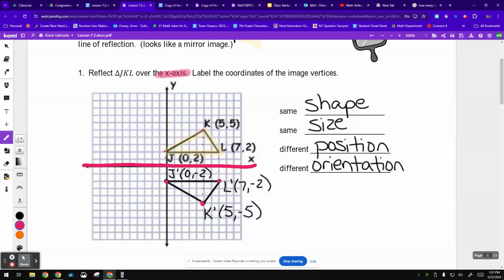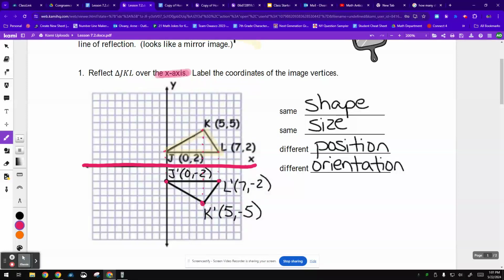Would that mean both K's would technically have the same point? No, one of them is in the first quadrant, and when I flipped it over the x-axis, K prime is in the fourth quadrant. So, like if you were to take J, J is on the y-axis, and it's still on the y-axis, but it's below the x-axis.